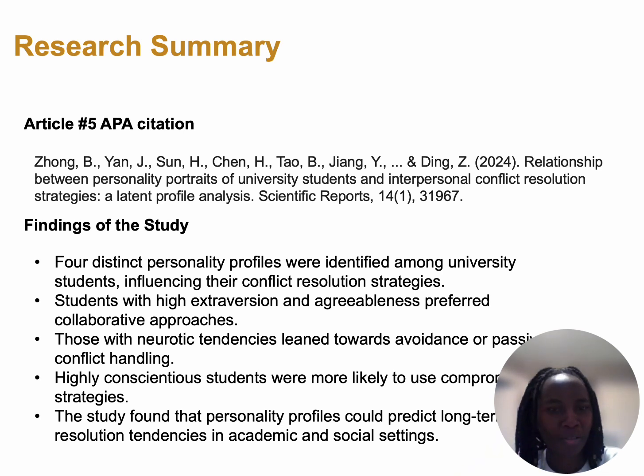And number 2, students with high extraversion and agreeableness preferred collaborative approaches. 3, those with neurotic tendencies lean towards avoidance or passive conflict handling. 4, highly conscientious students were more likely to use compromise strategies. And lastly, the study found that personality profiles could predict long-term conflict resolution tendencies in academic and social settings.